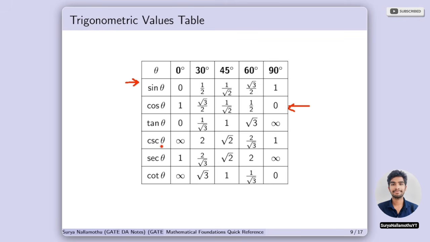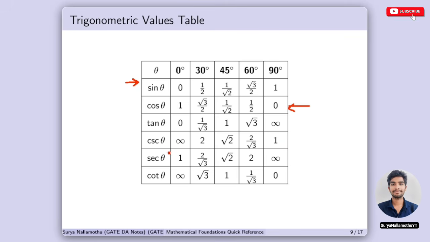For the cosecant theta we know that it is 1 by sin theta. Applying that, 1 by 0 is nothing but infinity. 1 by 1 by 2 is nothing but 2. 1 by 1 by root 2 is nothing but root 2. 1 by root 3 by 2 is nothing but 2 by root 3. 1 by 1 is nothing but 1.